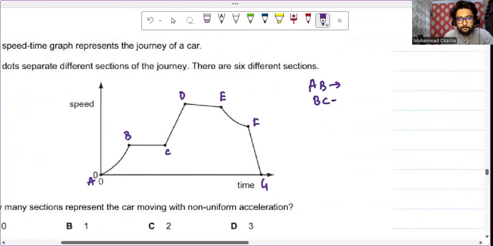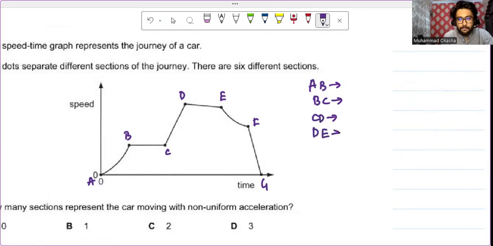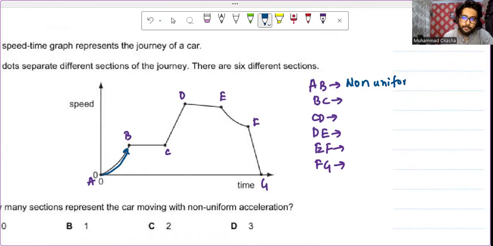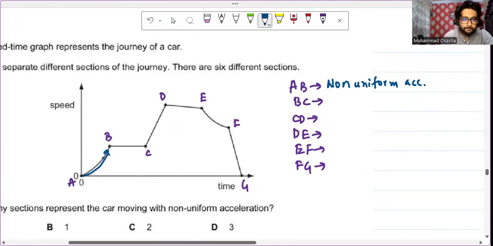AB, BC, CD, DE, EF, and FG. Try to label all of them by yourself. We just saw all of the shapes of the graphs. Okay. AB is a graph that's going vertical. So this is non-uniform acceleration, and it is increasing.